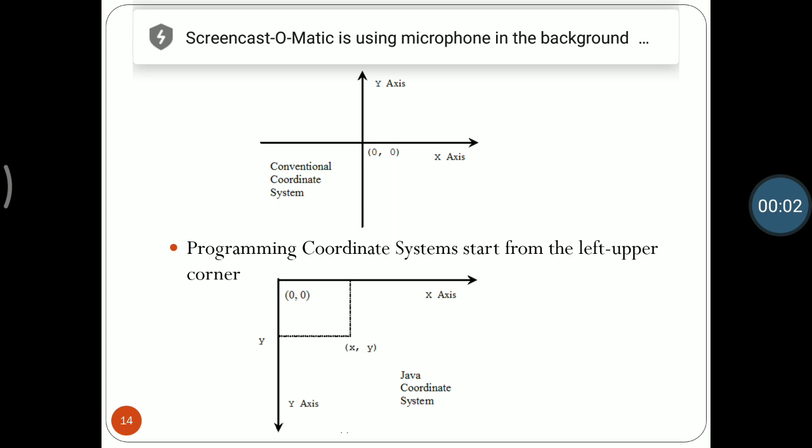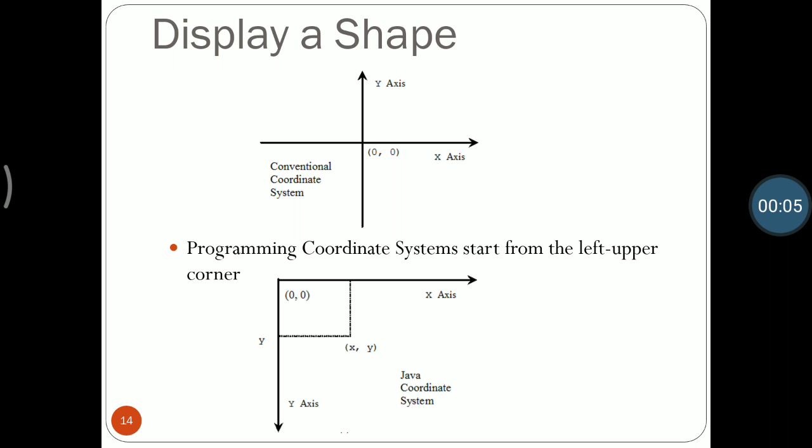Welcome back students. This is the second part of JavaFX. In the previous video we have seen what is GUI, what is AWT, what is Swing and what is JavaFX. And we have seen how to display a shape in the conventional coordinate system and the Java coordinate system. So in this picture we can see the Java coordinate system will use the top corner instead of the bottom corner of your conventional coordinate system.